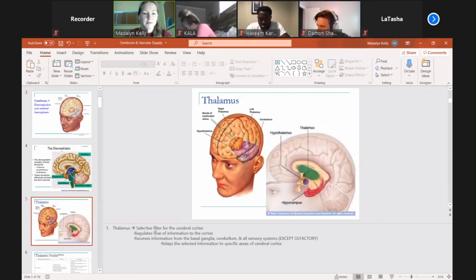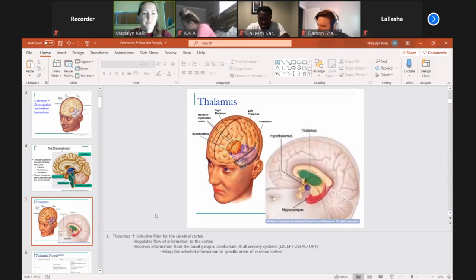The thalamus, we've learned about this quite a lot. Just remember, it's the selective filter for the cerebral cortex. It regulates the flow of information to the cortex, receives information from the basal ganglia, the cerebellum, sensory systems, except the olfactory, and then it relays that information to specific areas of the cortex. So how I try to remember the thalamus is it takes all this information and makes it into the way that it needs to be specified, and it sends it to those specific places in the brain.